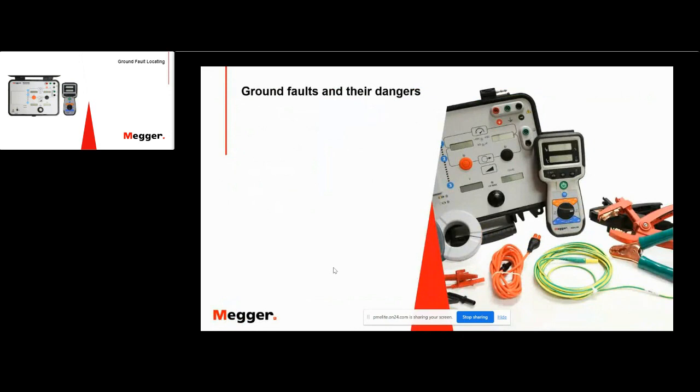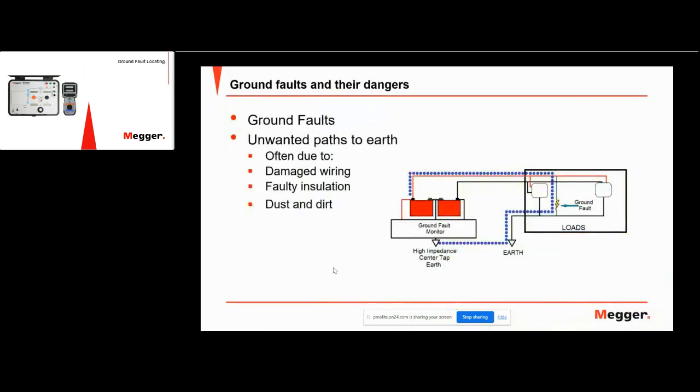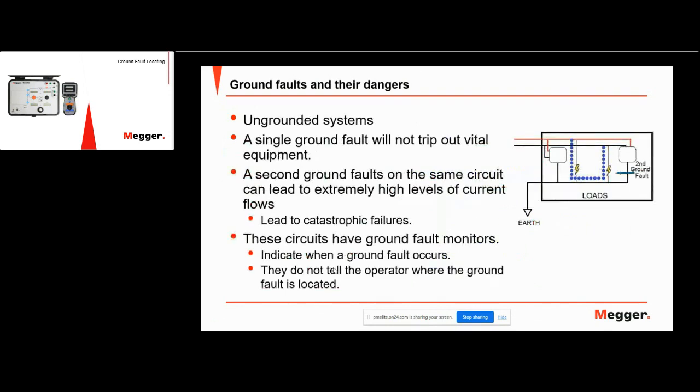So first, ground faults and their dangers. Very basically, what is a ground fault? A ground fault, very simply put, is an unwanted path to Earth. It can be due to many different things: damaged wiring, faulty insulation, dust, dirt. One thing to understand is that when we speak about these ground faults, these are on ungrounded systems. When I say an ungrounded system, I don't necessarily mean it doesn't have a ground. It means it has a high impedance ground.